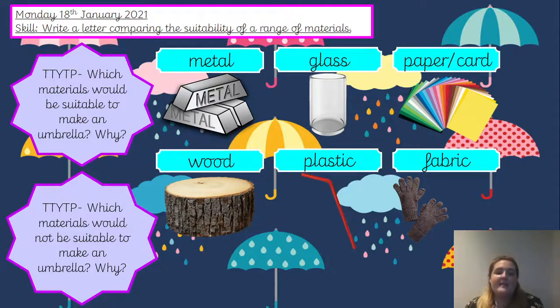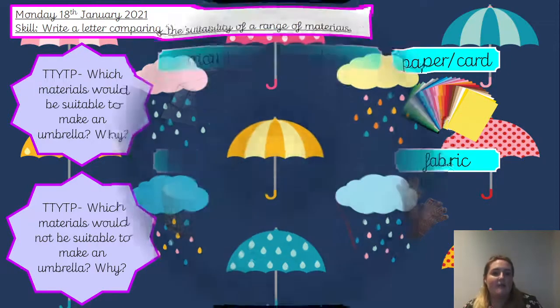Okay, let's think about metal then. So metal might be really useful to make the pole of the umbrella because it's nice and strong and it will make the umbrella stay up. Okay, so let's have a look then at an example now.